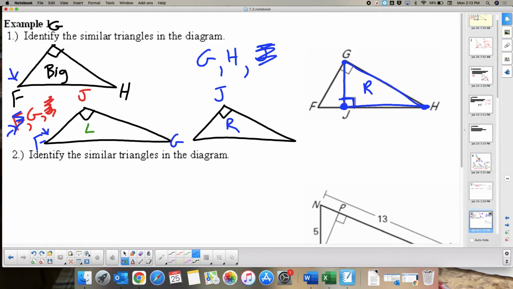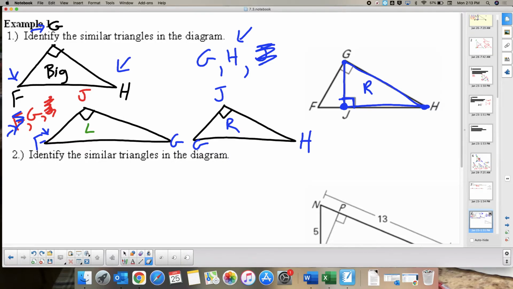The third question is, which one are you going to pick, G or H? When you look at your big triangle, G is at the right angle. That's not the one you want to pick. I want to pick the other one. I'm going to pick H. In my big triangle, H is in the bottom right, so that is where H is going to go. Which leaves me with G to go in the bottom left.